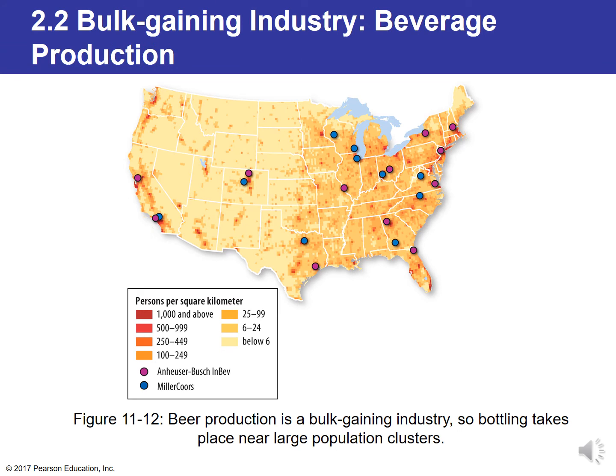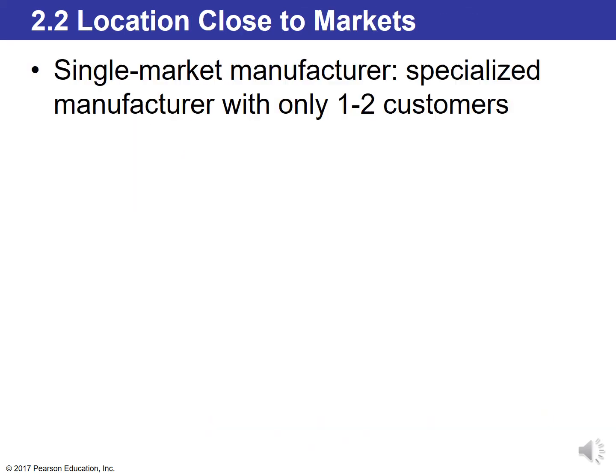So this map of the US is showing bulk gaining industry beverage production. And in order to stay relevant, our book has used beer production as their example of a bulk gaining industry. But you can see here that the bottling is near the customer. And so bottling facilities are in large cities because that is where there are a lot of customers. Therefore, their shipping costs will be lower.